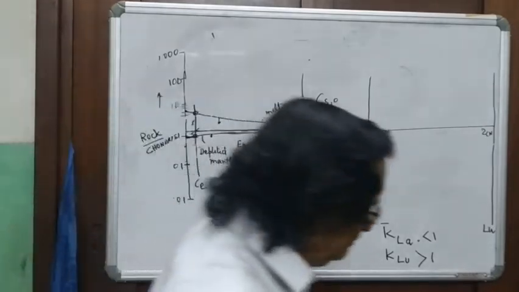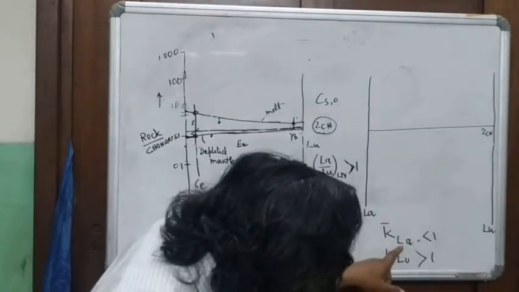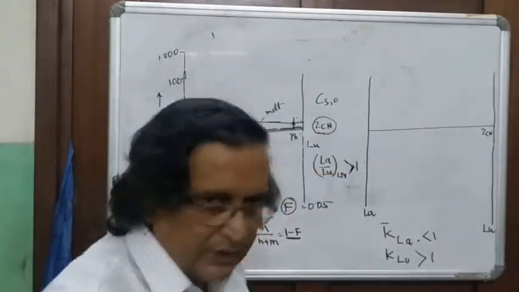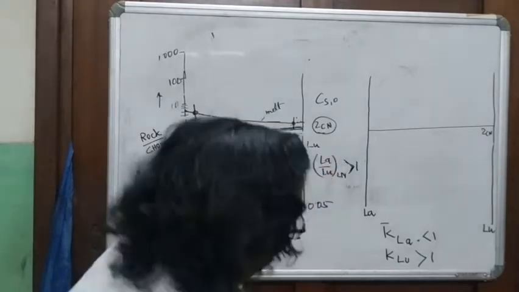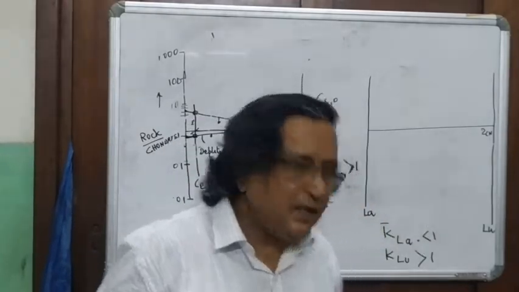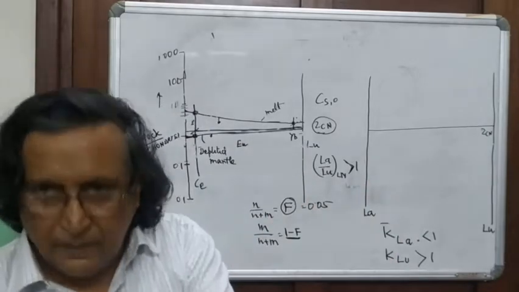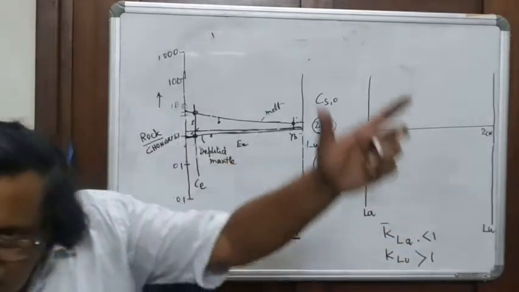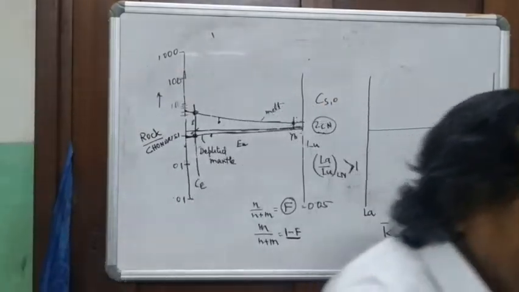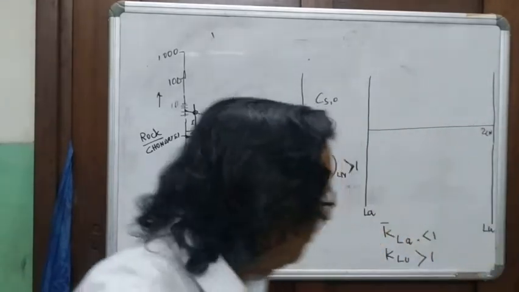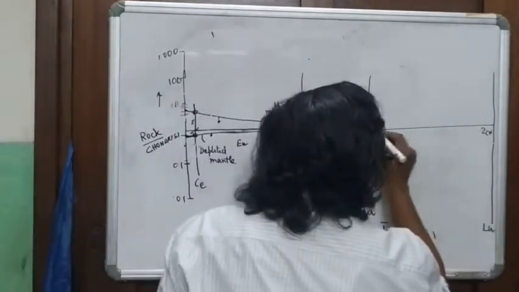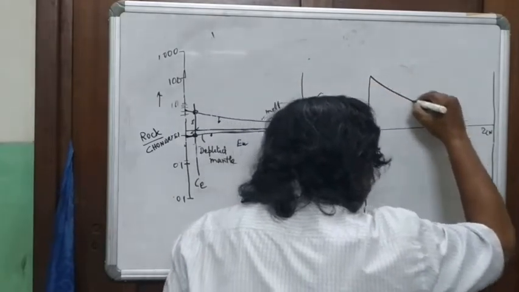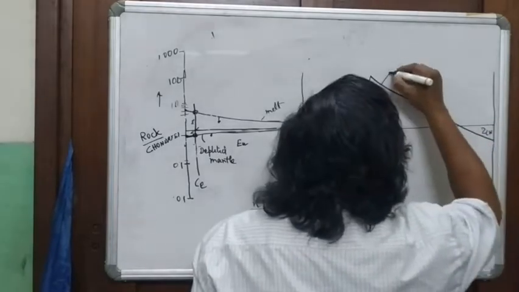So, what will happen? If partition coefficient of lanthanum is less than 1, then the light rare earth elements will be partitioned into the melt. Yes? But the heavy rare earth elements like lutetium or ytterbium have a partition coefficient greater than 1. So this will cause the melt to be depleted in heavy rare earth elements. So what will happen? From this primordial mantle source, your curve will become like this for the melt.